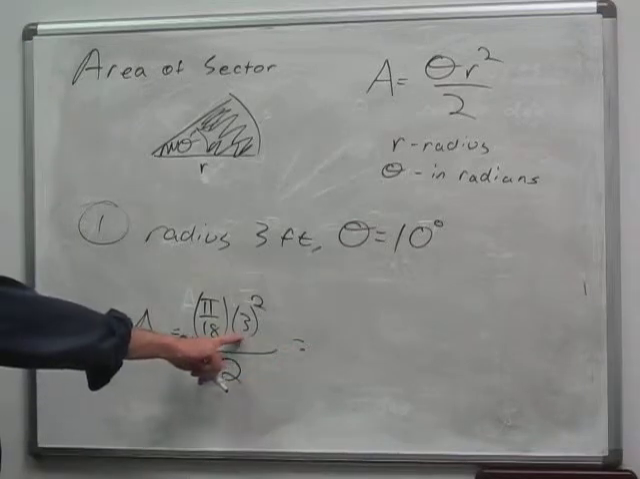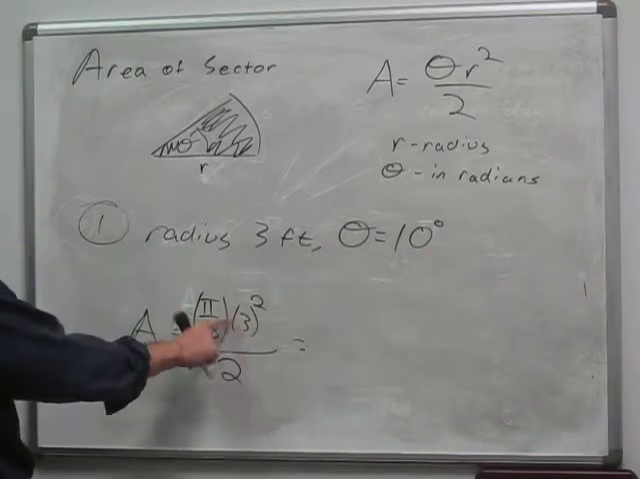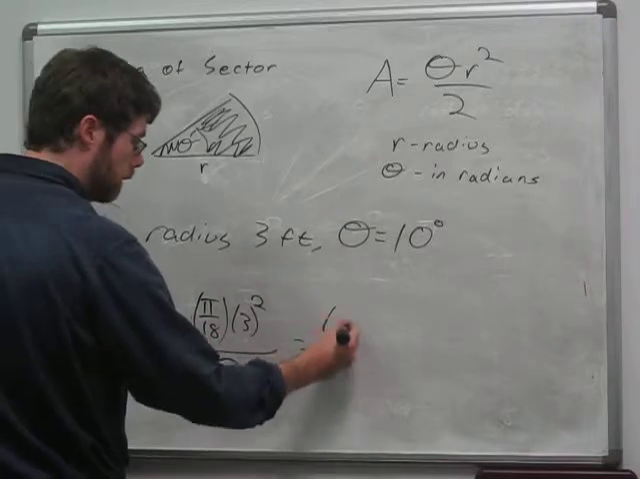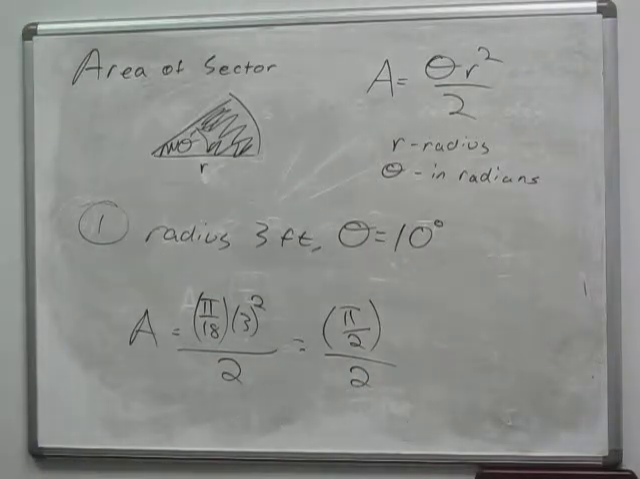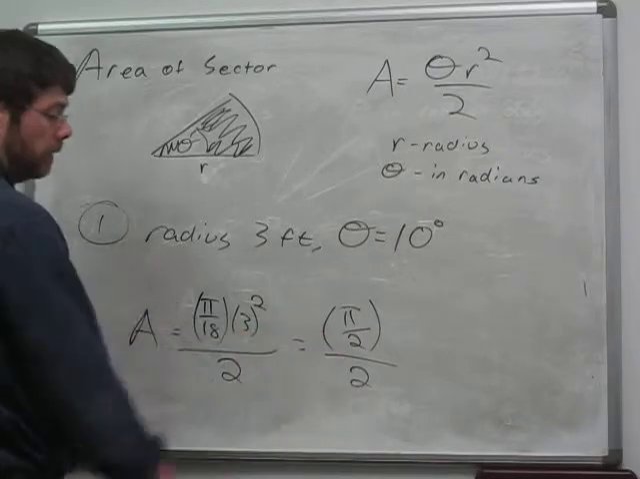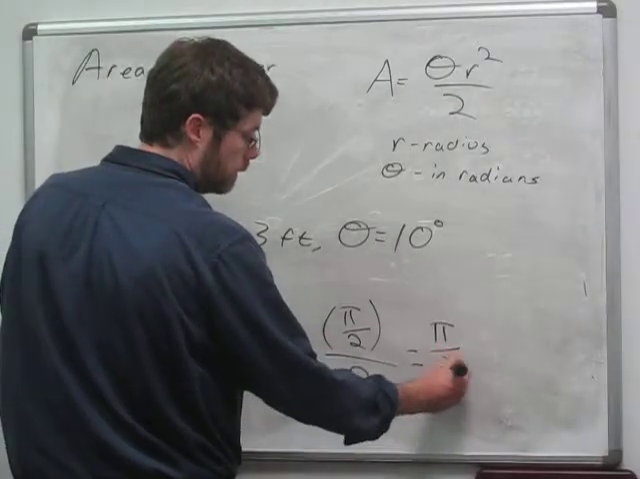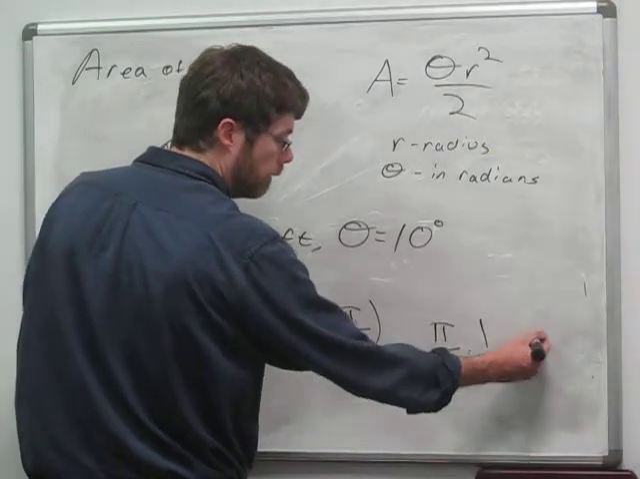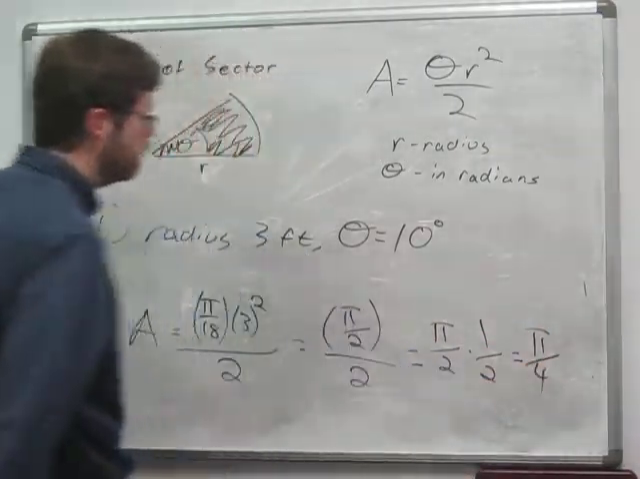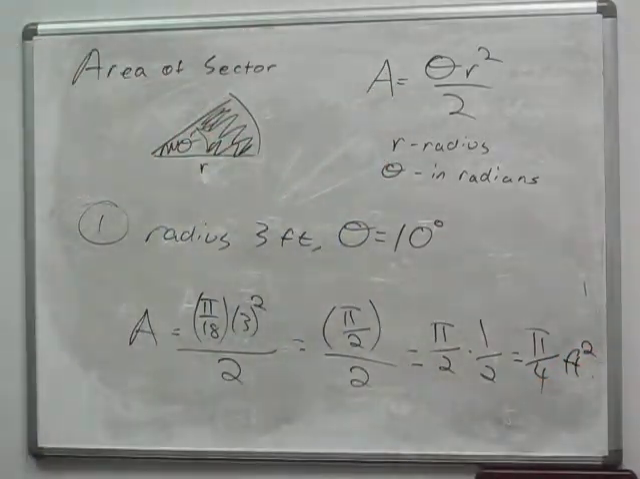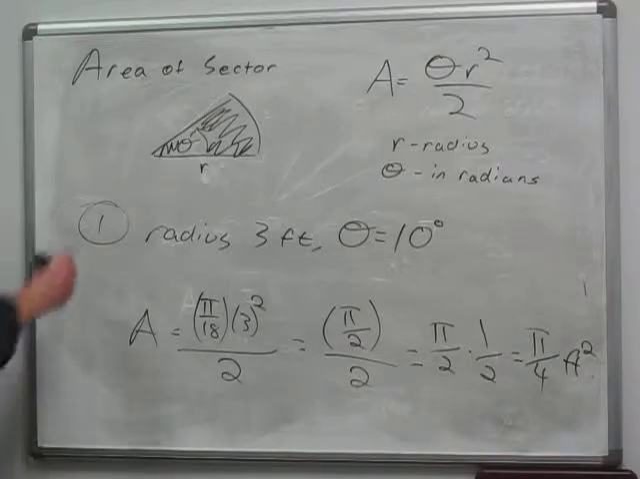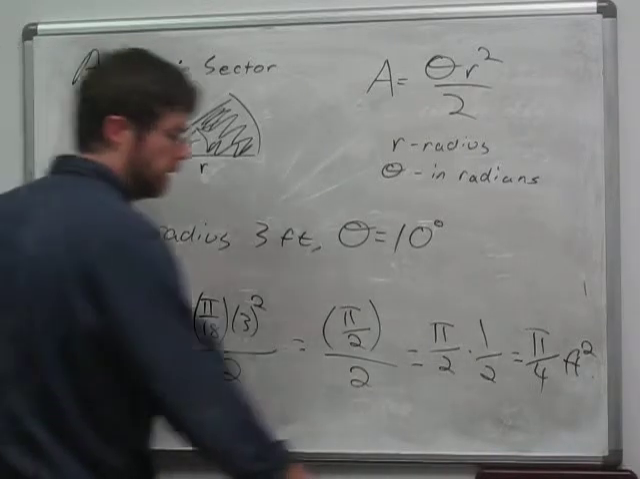Again, 3 squared is 9. 9 times pi over 18, I hope you'll see, is pi over 2. Because the 9 is going to cancel out the 9 in the 18, leaving us with 2 in the bottom. So this is pi over 2 times 1/2. Pi over 4 feet squared. So that was problem 2. Let's do problem 3.